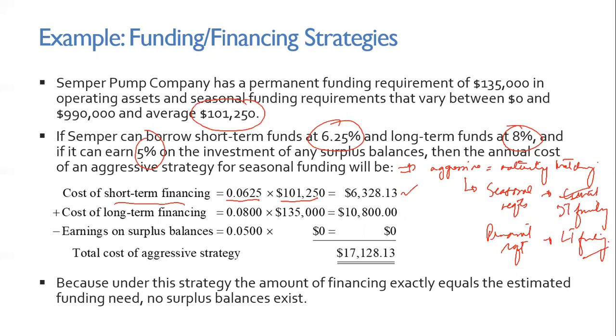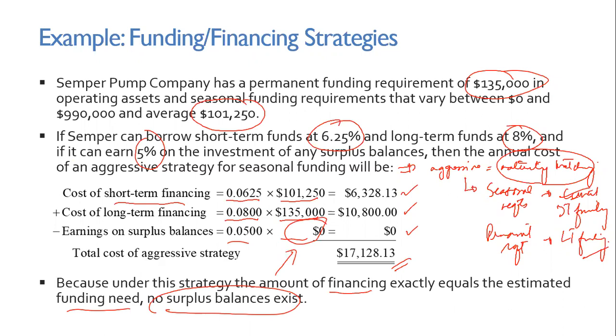Okay. For long-term naman, it's 8% times 135,000. Ang average ng 135,000 throughout the year is 135,000. Because permanent nga siya, hindi siya nagbabago. So ang average balance niya is 135,000. So that costs 10,800. And because you are maturity matching, okay, there is no excess. There's no surplus balance. So zero ang surplus balance. And therefore, there's no earnings or interest from those surplus balances. So the cost of this strategy is 17,128. Okay. Because in this strategy, the amount of financing exactly equals the estimated funding need. So there is no surplus balance, kaya ito zero.